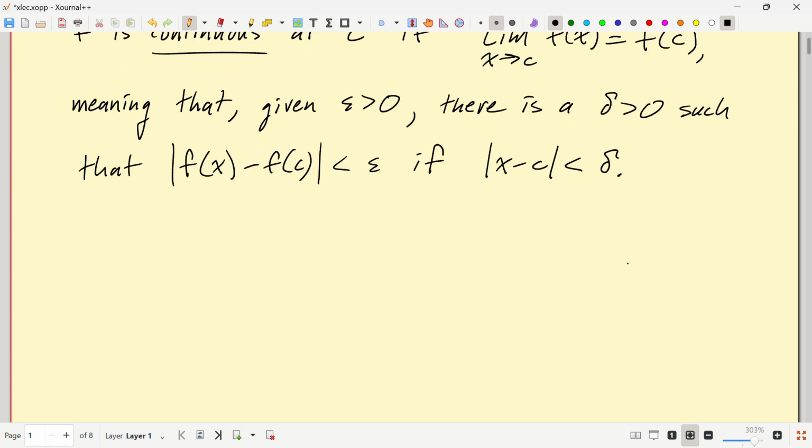So, question is, what if f is not a function on, let's say, a whole real line, but a function of A into the reals, where A is some subset of the reals.